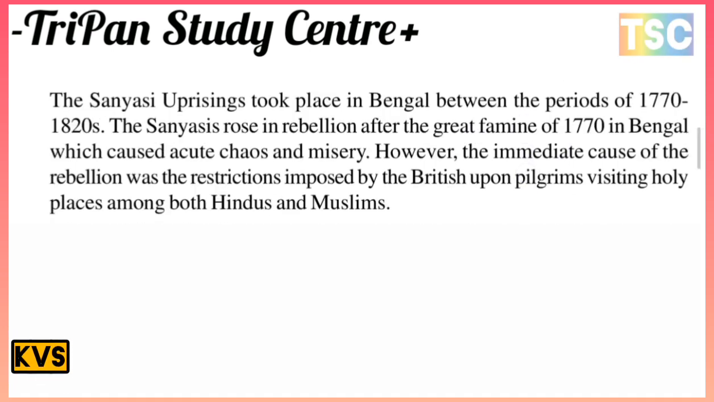The Sannyasi uprising took place in Bengal between 1770 and 1820. The Sannyasis rose in rebellion after the great famine of 1770 in Bengal. However, the immediate cause of the rebellion was the restriction imposed by the British upon pilgrims visiting holy places, among both Hindus and Muslims.